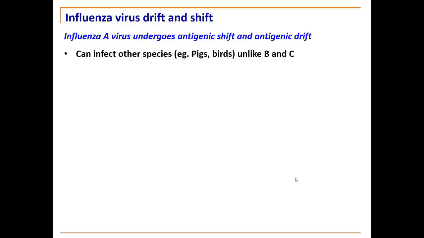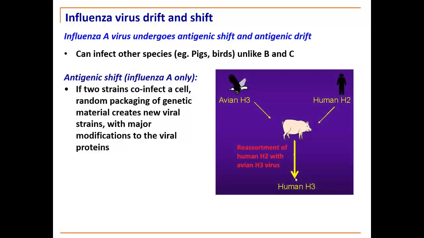Well, influenza A virus undergoes both antigenic shift and antigenic drift. It can infect other species, such as birds and pigs, unlike influenza B and C, which only infect humans. And what happens is two strains, for example, from a bird and from a human, if they co-infect a cell, for example, in a pig, you get random packaging of the genetic material, in this case, from the bird and from the human, to create a new viral strain with major modifications.